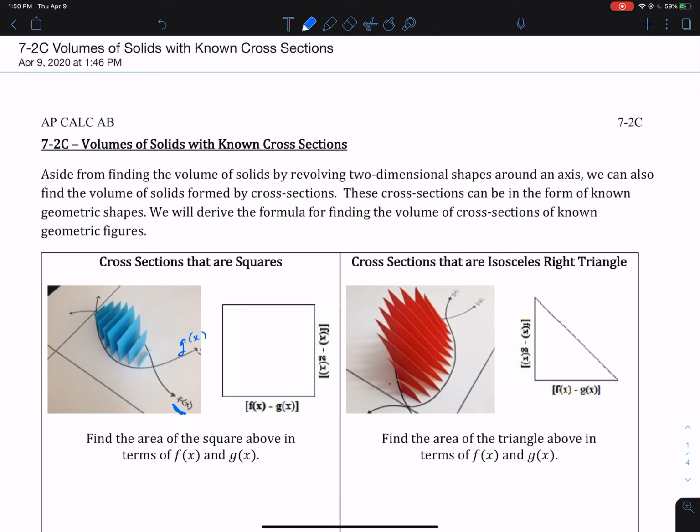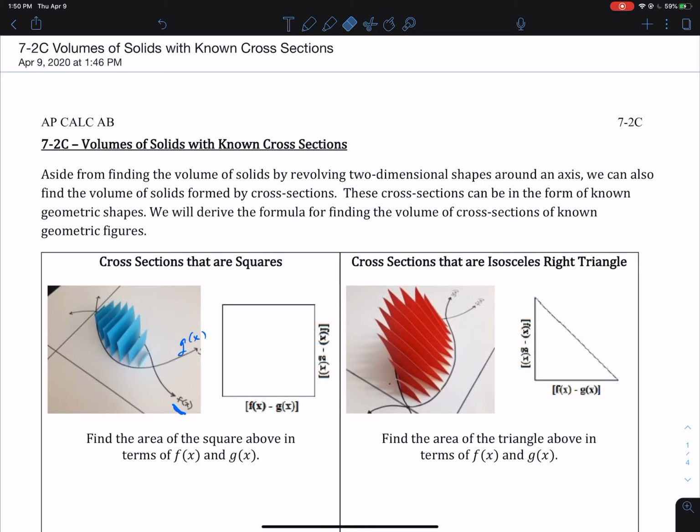So let me repeat that again. If your cross-section is a square, here is the length of the base of the square. The length of the height will be the same length as the base of that square.